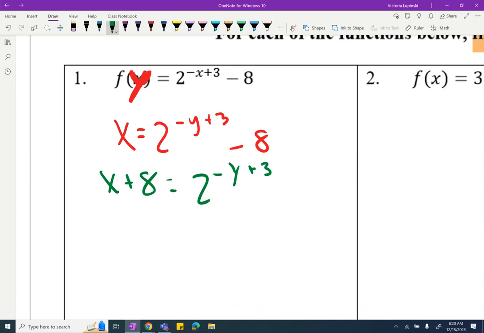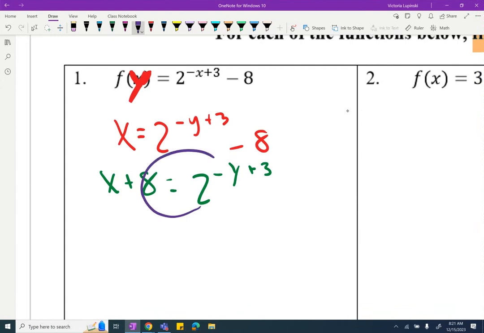There's nothing else you can do algebra-wise or exponent-wise, which means you now need a log. In order to create a log, you can either log both sides or you can do the loop. Again, whichever one makes more sense to you. If you're going to do the loop, you loop from the base to the other side and then back.